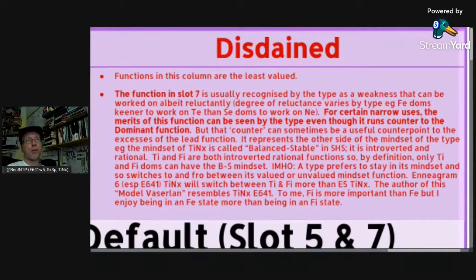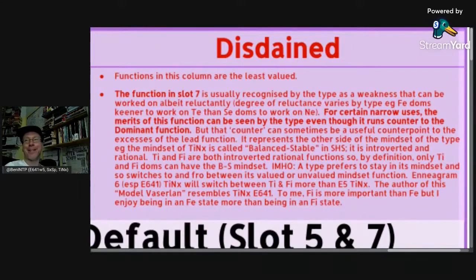So continuing on from there, that counter can sometimes be a useful counterpoint to the excesses of the lead function. It represents the other side of the mindset of the type, e.g. the mindset of TI and X, INTP, is called balance stable in humanitarian socionics, school of humanitarian socionics. Is introverted and rational. TI and FI are both introverted rational functions, so by definition, only TI and FI DOMs can have the BS mindset.